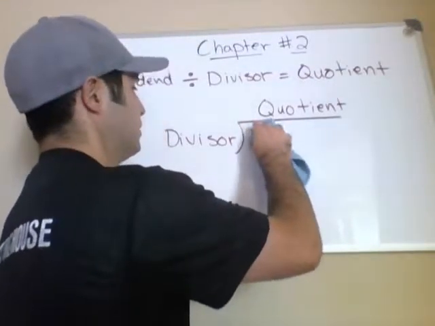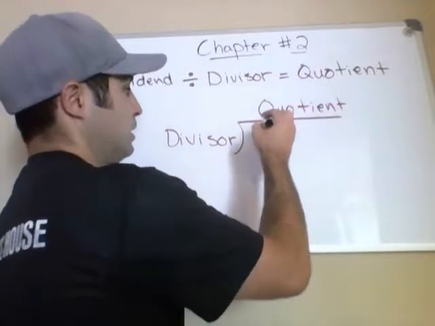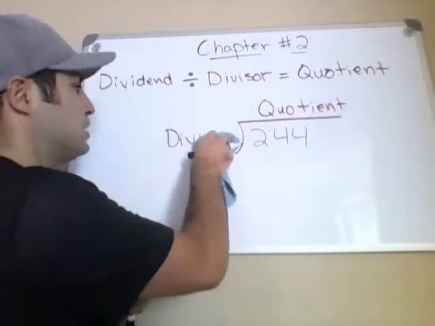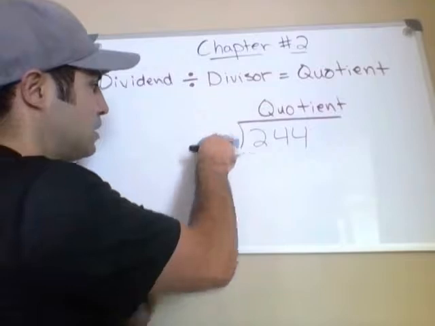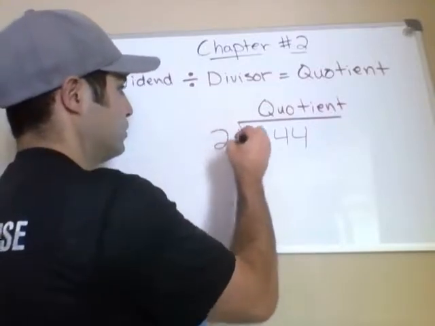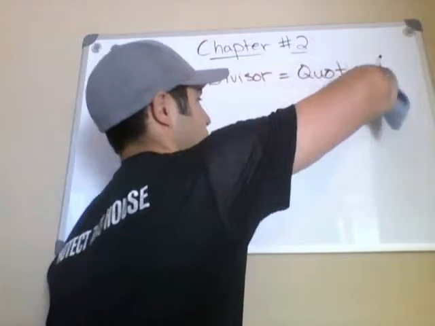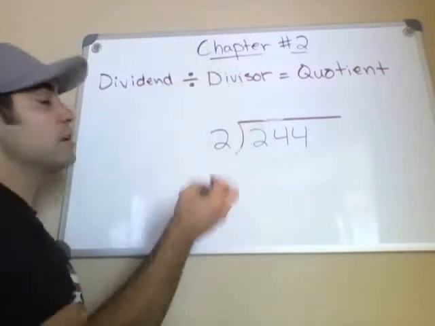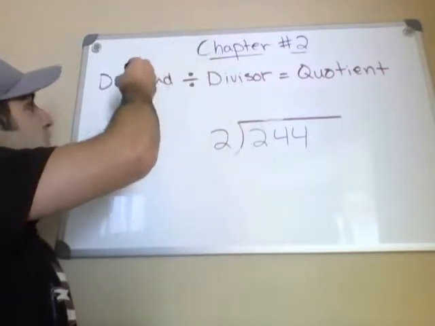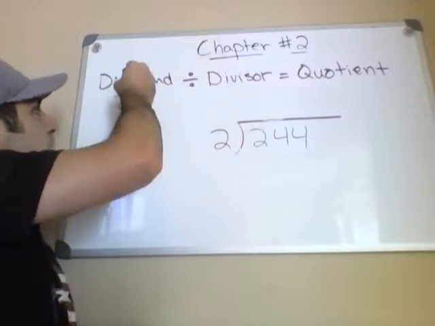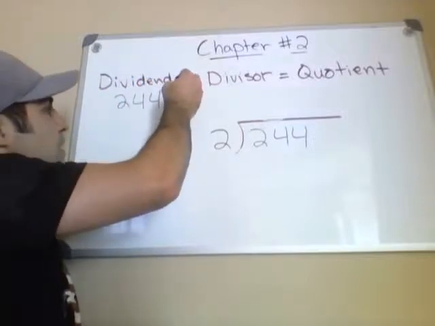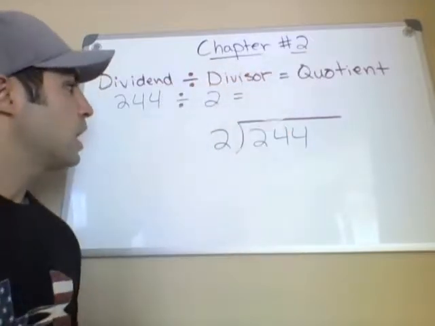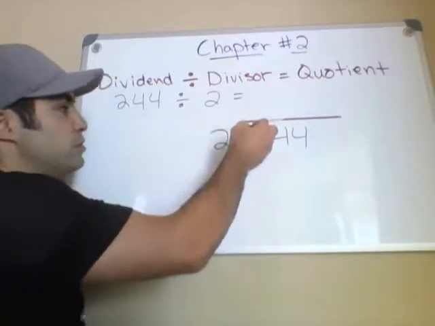So your dividend would be, let's say, 244. Your divisor could be maybe 2, and your quotient would be your answer. Same with this up here. Your dividend would be the 244 divided by your divisor, which would be 2, and that would equal your quotient, or your answer. So let's go ahead and do this. 2 will go into 2.